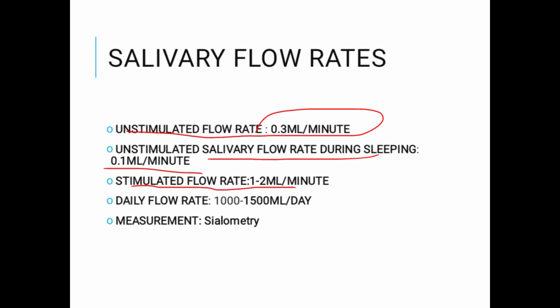So unstimulated means when you are not eating anything, while stimulated is when you are thinking of food, so there is stimulation of saliva. Now the flow per day is 1000 to 1500 ml per day. Very important. And the measurement is through sialometry. If you want to measure the salivary flow, sialometry is used.